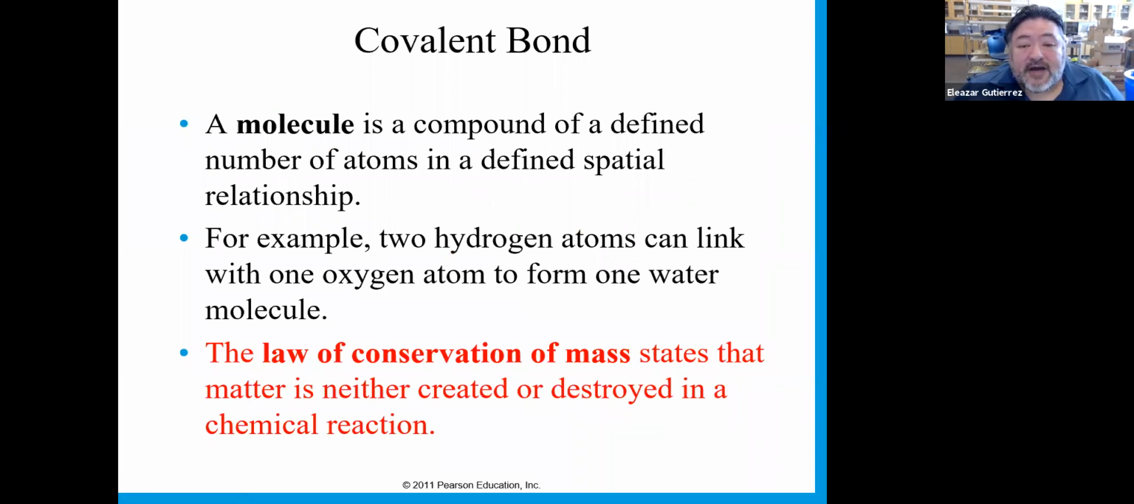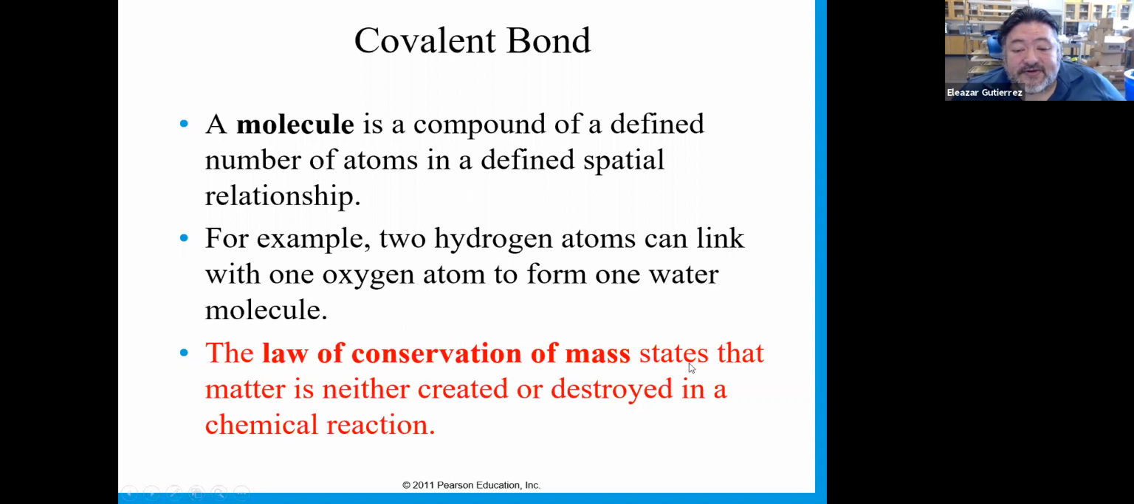Definition. A molecule is a compound of a defined number of atoms in a defined spatial relationship. This is important. So for example, when 2 hydrogen atoms link with an oxygen atom to form one water molecule, the 2 hydrogen and the oxygen are in a very specific spatial orientation. This is important. If it's in red, you guys should know that it's important.